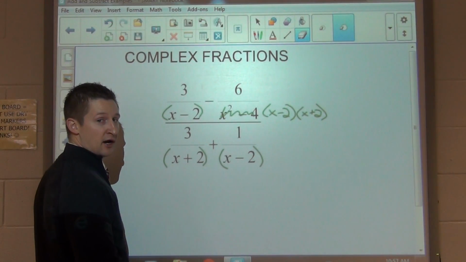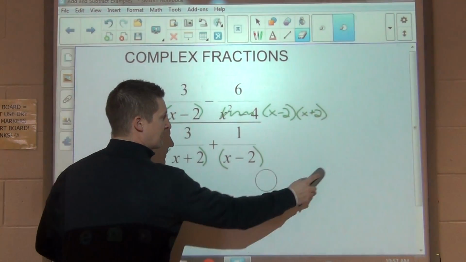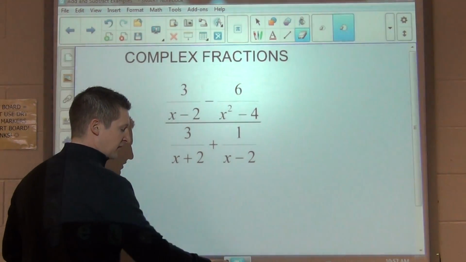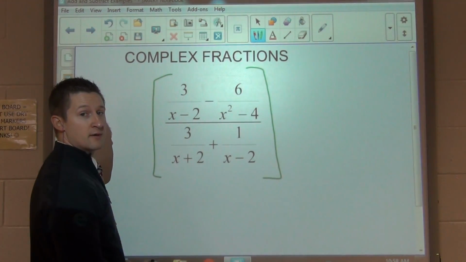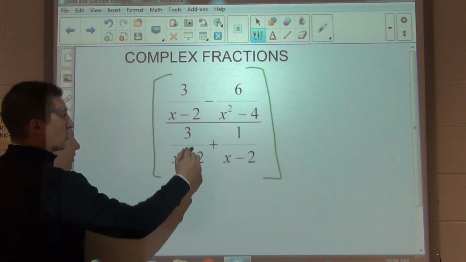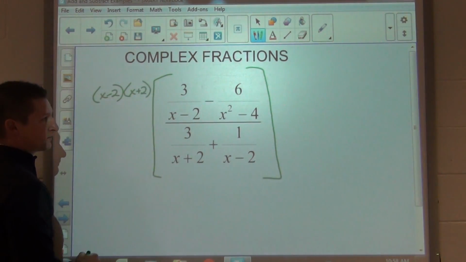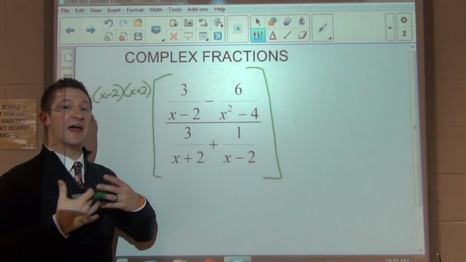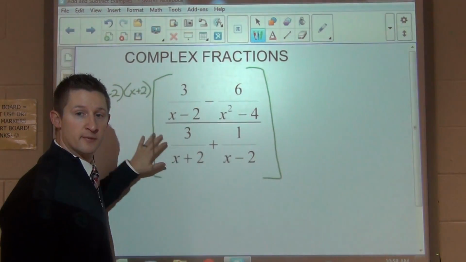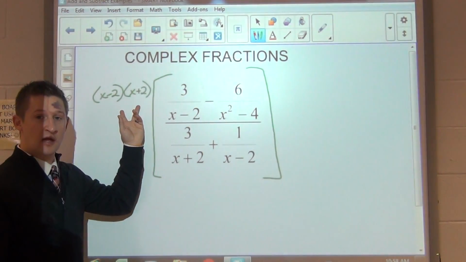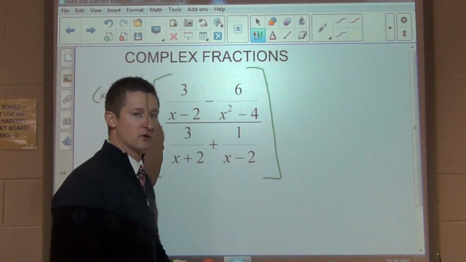If that's my least common denominator, and it is, what I'm going to do next is multiply the entire complex fraction, all of it, by that least common denominator, which was x minus 2 times x plus 2. Now when I multiply the entire complex fraction by that, each individual part is going to be multiplied by that same common denominator we came up with, x minus 2 times x plus 2. Now watch what happens when we do this.